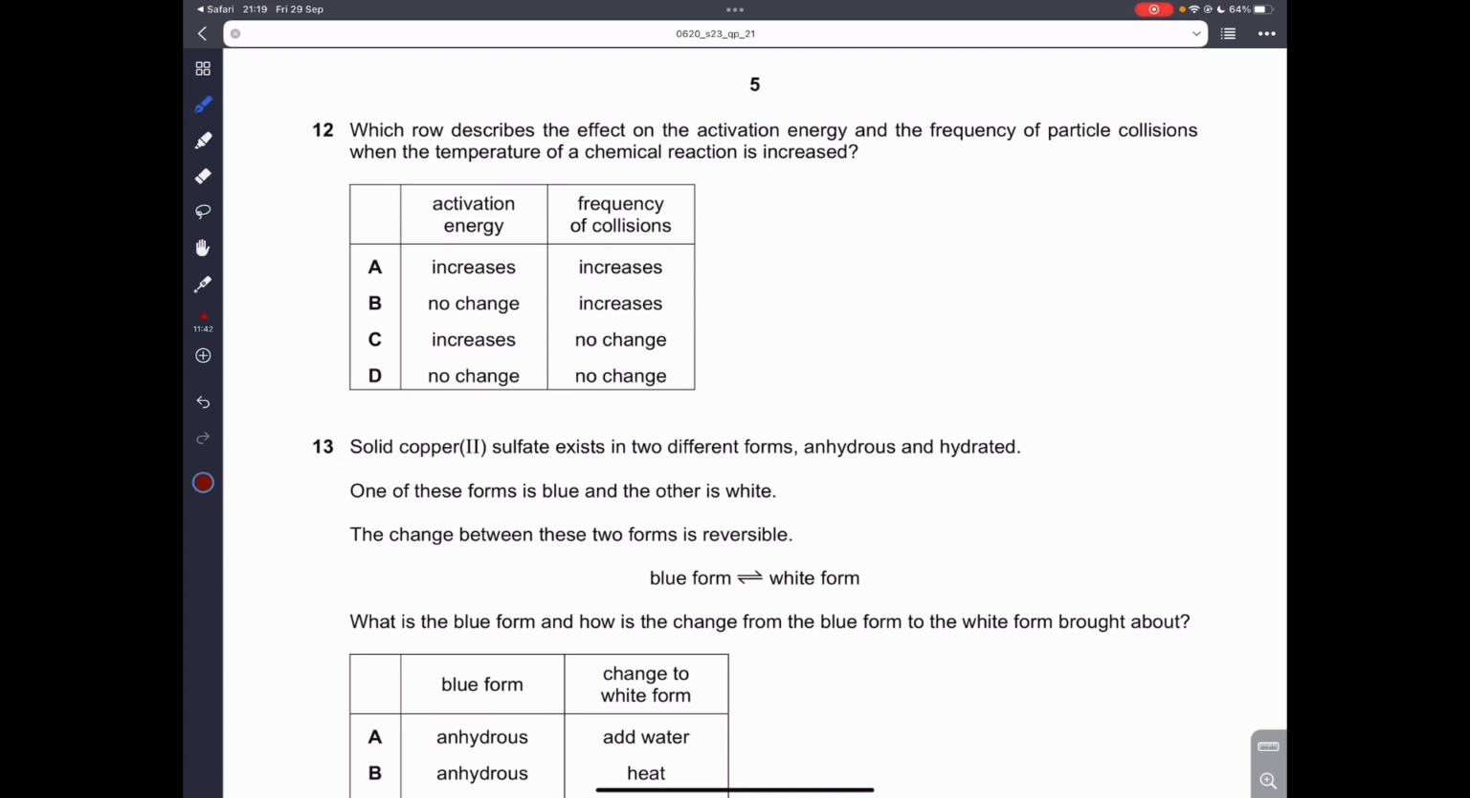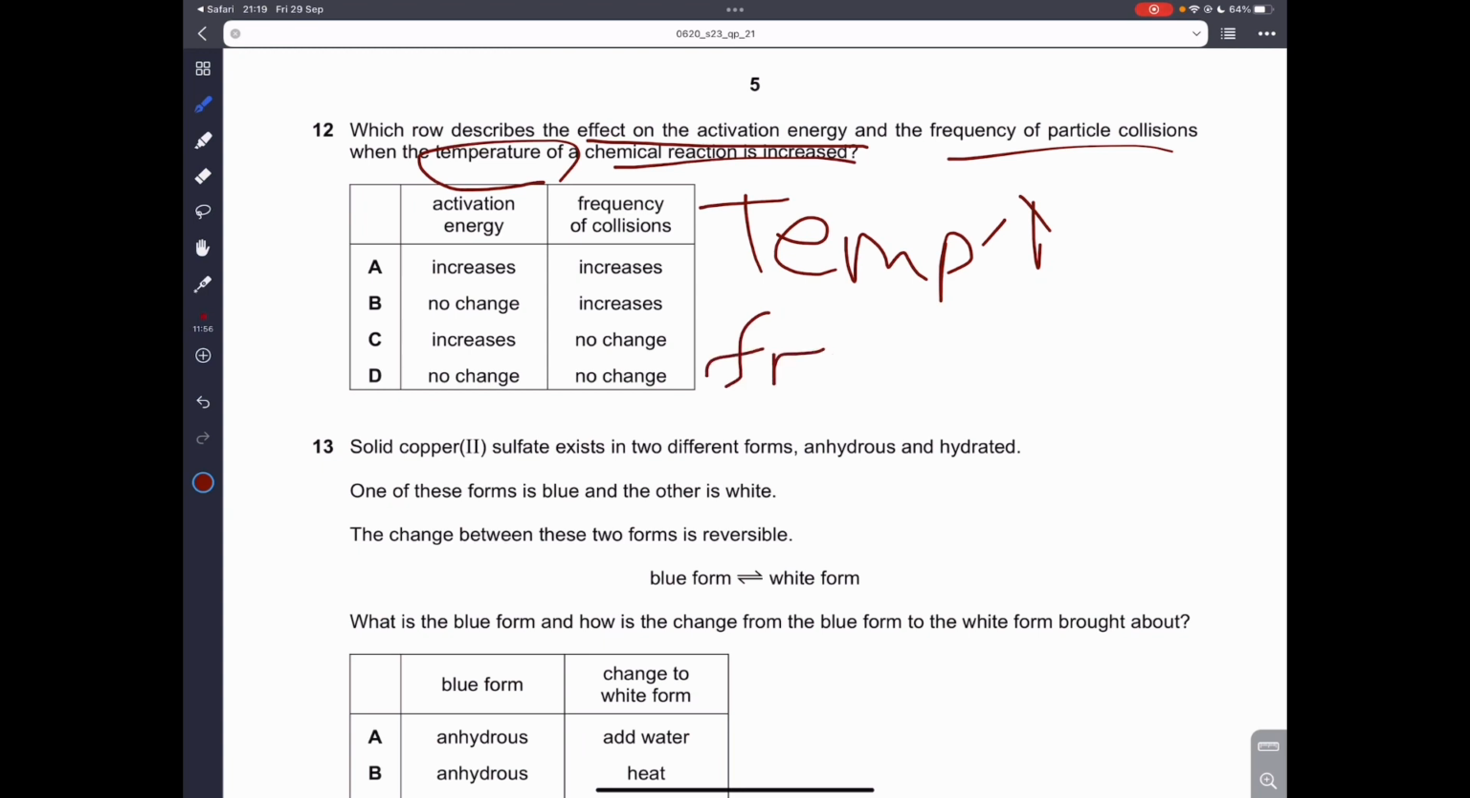Question number 12. Which rule describes the effect on the activation energy and frequency of particle collisions when the temperature of the chemical reaction is increased? When the temperature increases, the frequency of effective collisions will also increase. This is because particles will gain more kinetic energy, they will hit each other, and they will hit the container more often and more effectively. This means the temperature rises, so the frequency of collisions will increase. However, the activation energy will not increase, or it will have no change.